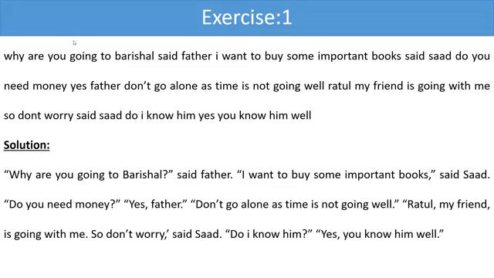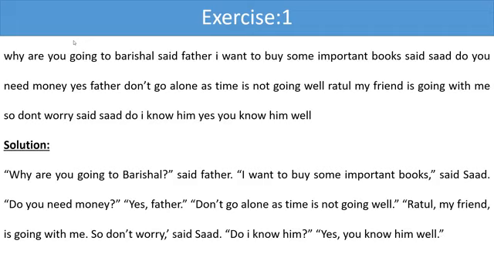And now move to the next sentence. Don't go alone. Dear students, here we write don't using the apostrophe S. Do and N apostrophe S, then T. We have written don't instead of do not. And here I have used the apostrophe S. Go alone as time is not going well. Full stop and close the inverted comma.